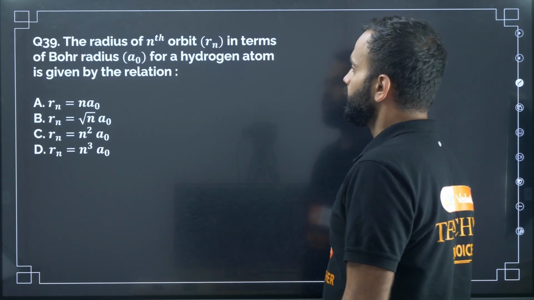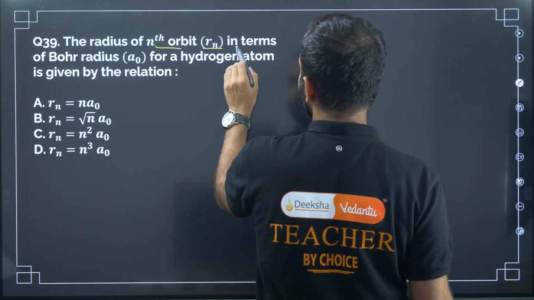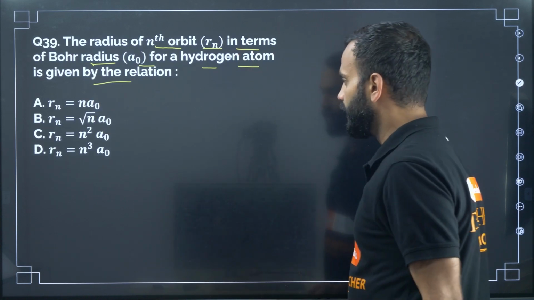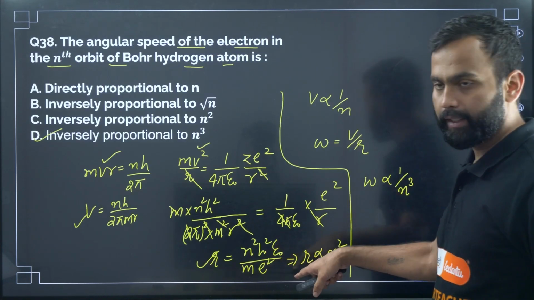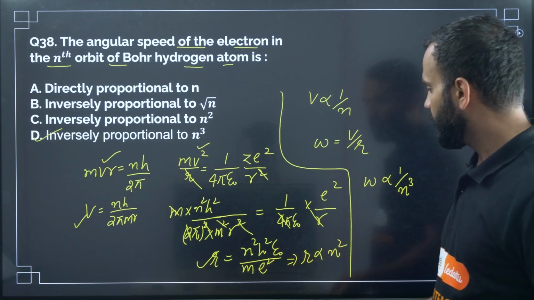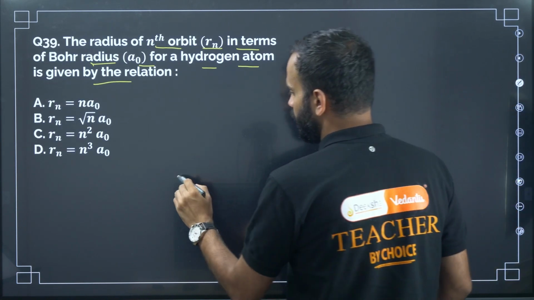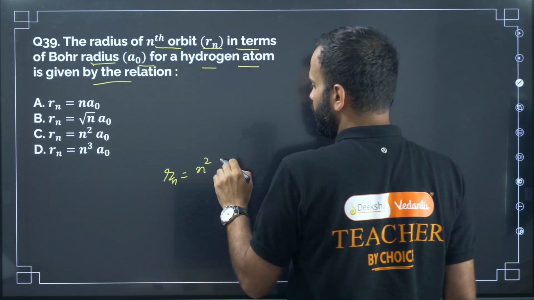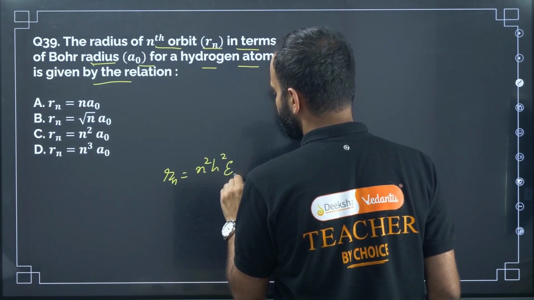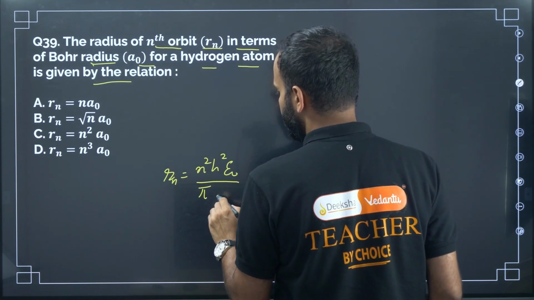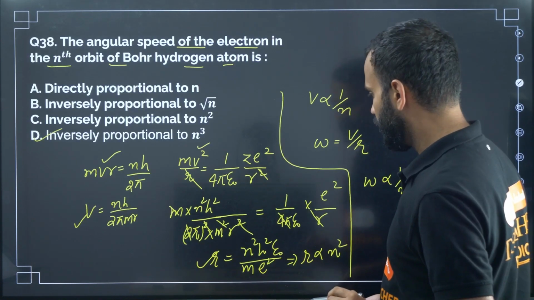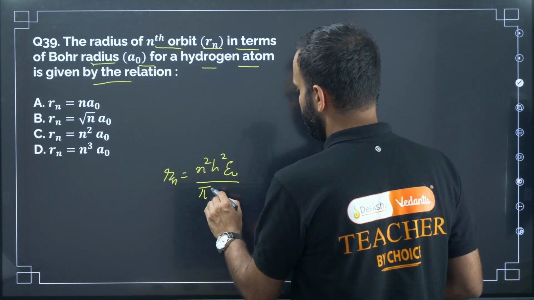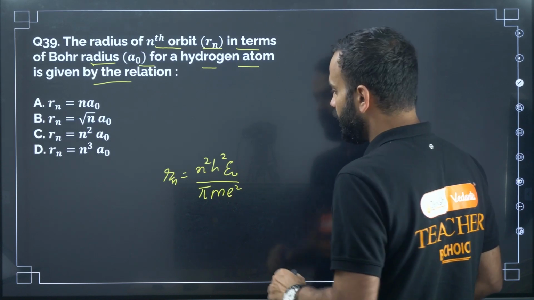Next question, question number 39. The radius of the nth orbit, Rn, in terms of Bohr radius a0 for a hydrogen atom is given by the relation. Here we have derived this one, right? r equal to n square h square epsilon naught divided by m into e square. So Rn is the radius of the nth orbit, right? Rn equal to n square h square epsilon naught divided by pi m into e square. I forgot to write pi, right?